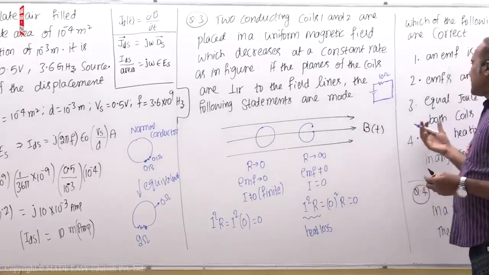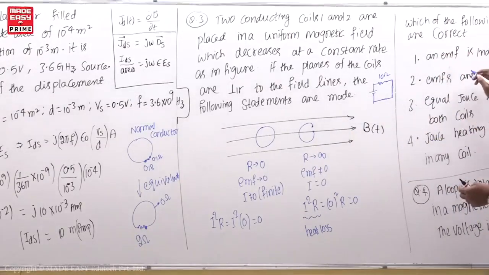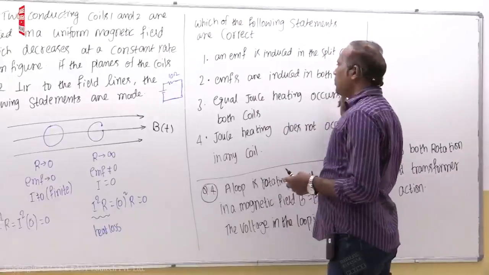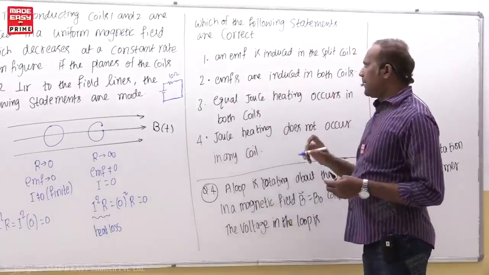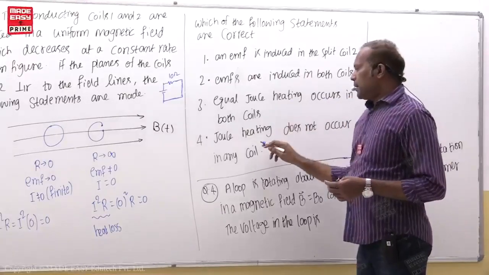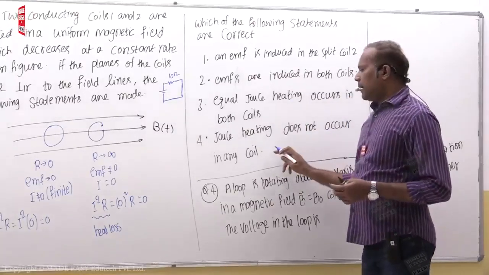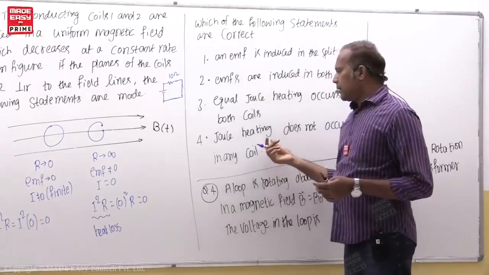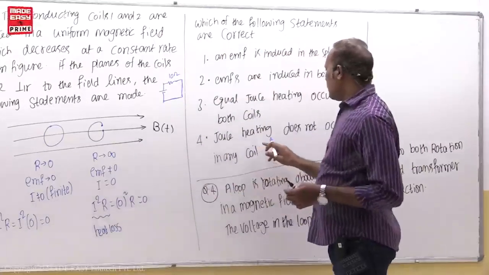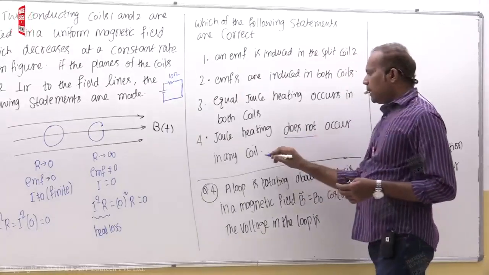Now, which of the following statements are correct? An EMF is induced in the split coil too. EMFs are induced in both coils. Equal Joule heating occurs in both coils. Joule heating does not occur in any coil. Yes, this is correct: 0 Joule heating, 0 Joule heating. So Joule heating does not occur in any coil.